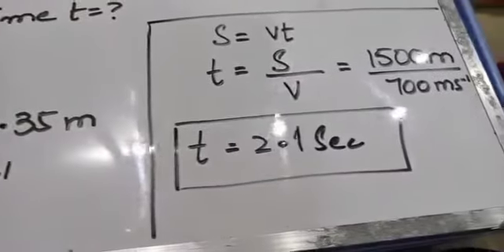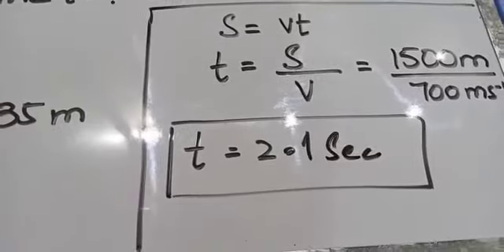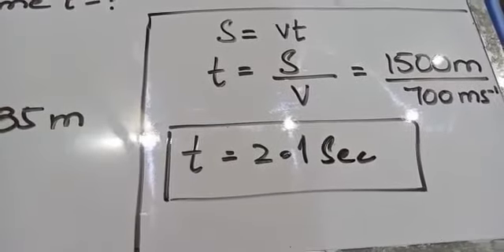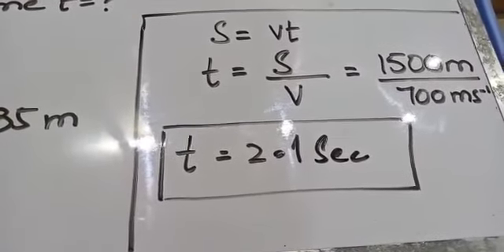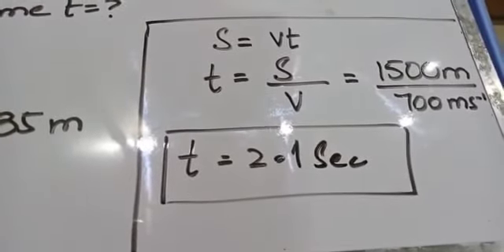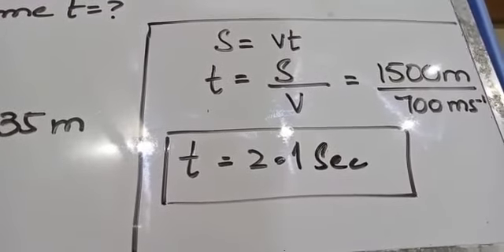And we will use the relation distance is equal to velocity into time. By rearranging the formula, time is equal to distance divided by velocity. By putting values, we will get the result. Time is equal to 2.1 second. That is the required result.